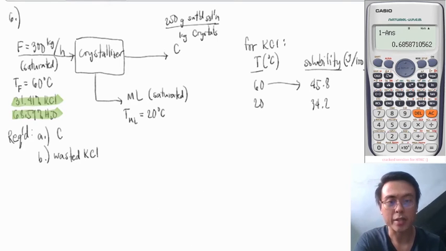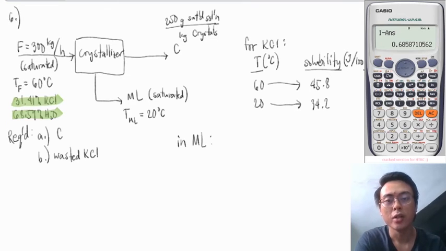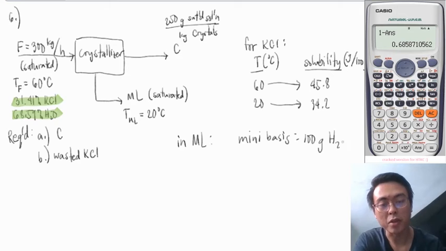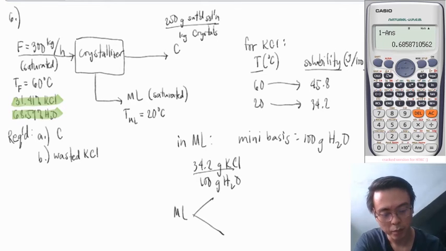The mother liquor is a saturated mixture, but it's at 20 degrees Celsius. If you take a look at the solubility of KCl at 20 degrees Celsius, it's lower. So we can again use that as the basis for our mini calculations. In the mother liquor, again, setting a mini basis of 100 grams of water, and if the solubility is 34.2 grams of KCl per 100 grams of water, that means in your mother liquor, you have 100 grams of water and 34.2 grams of KCl.